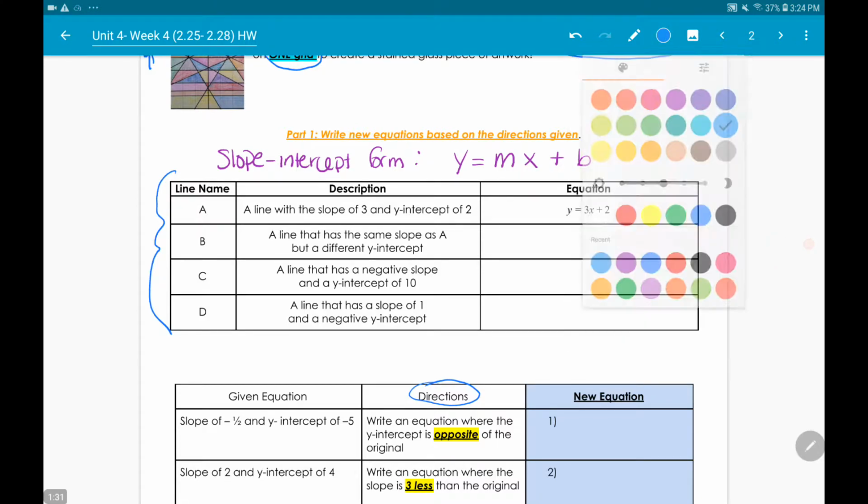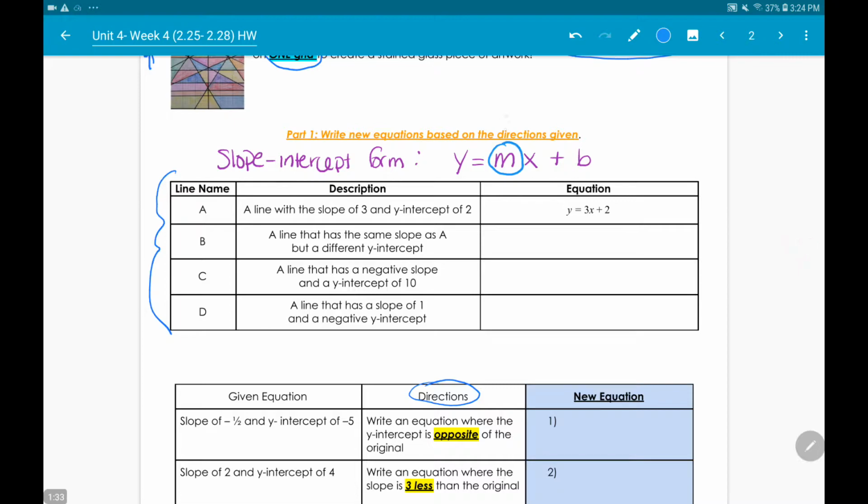Little refresher here. Remember, m is always next to x, and this is our slope. b is always by itself on the end, and this is the y-intercept. Just again, remember, slope repeats, y-intercept does not. y is usually our initial value.